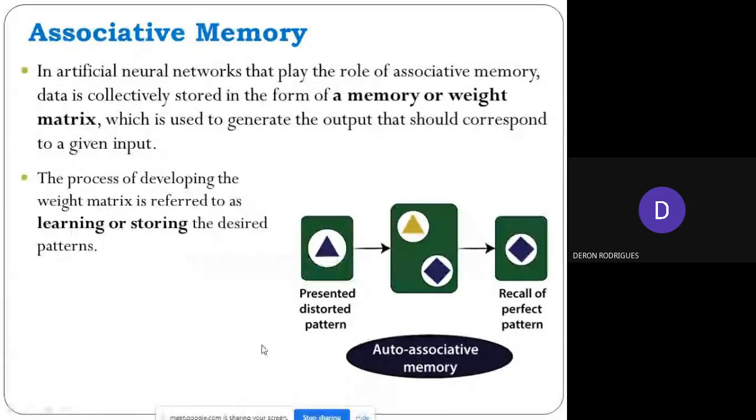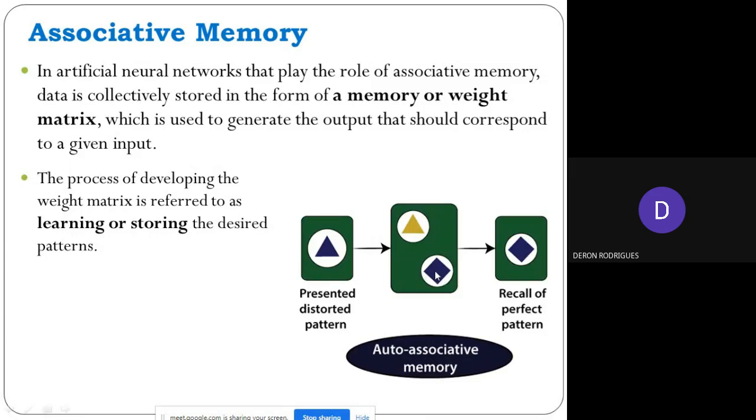So what you can see here is an auto-associative memory. I will tell you what is auto-association and hetero-association later. But in this case, there is some memory in which it is storing some patterns. How many patterns are stored here? There are two types of patterns stored here: one is a yellow triangle and the other is a blue square.